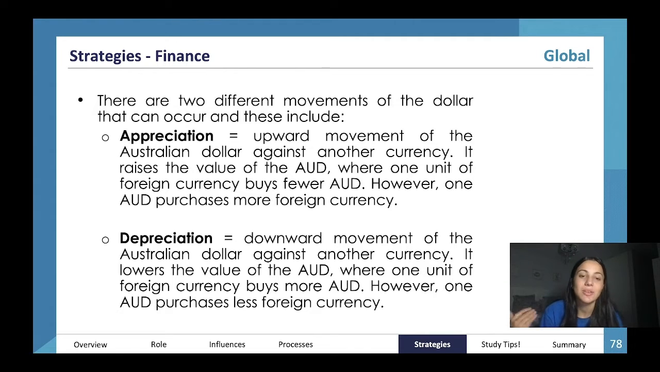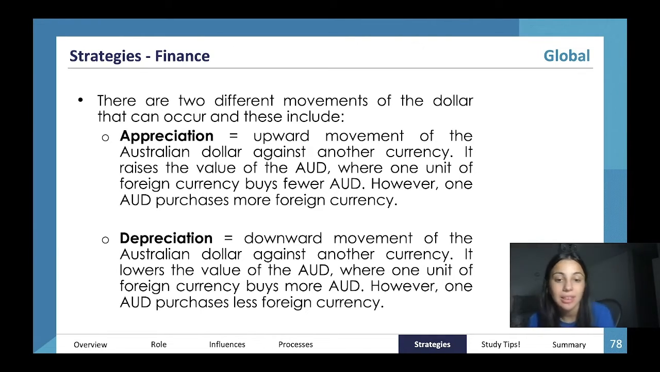So appreciation is where the upward movement of the Australian dollar goes against another currency, which means it's raising the value of AUD. So one Australian dollar is buying more foreign currency, but one foreign currency is buying less Australian dollars. Now that's great for us when we're buying from overseas and we're importing, but exporting, who's going to want to buy from us when one of their units buys less of our AUD? No one's going to want to buy. So it's great for us when we're importing, but no one's going to want to buy overseas.